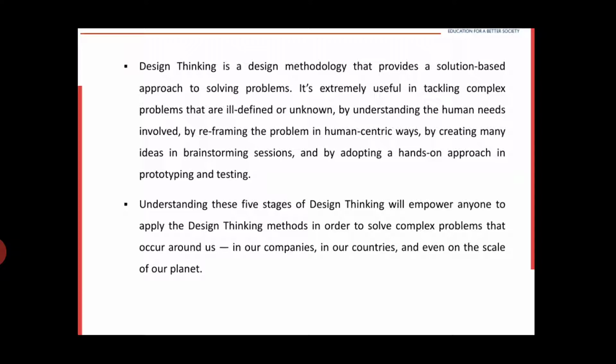We want to solve a particular problem. It is extremely useful for complex problems that are ill-defined or unknown. What I mean is, by creating many ideas in brainstorming sessions, we want to adopt a hands-on approach in prototyping and testing.